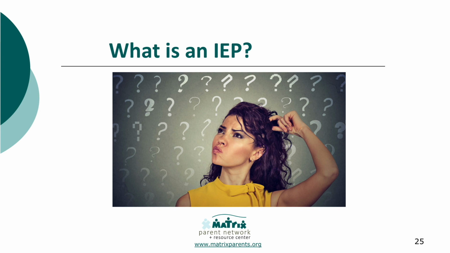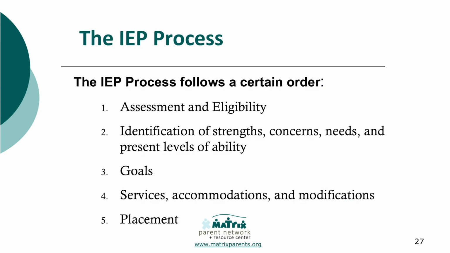So now, what is an IEP? Let's talk about the IEP process. There is a particular order that the process is supposed to follow. And we've talked about the fact that it all starts with the assessment. And the assessment determines whether the child is eligible or not. But the other thing it's supposed to do is identify the strengths, concerns, needs, and present levels of ability. So it's supposed to pinpoint those areas where your child is struggling, those strengths that your child has that can be used to help them, and what they can do currently.